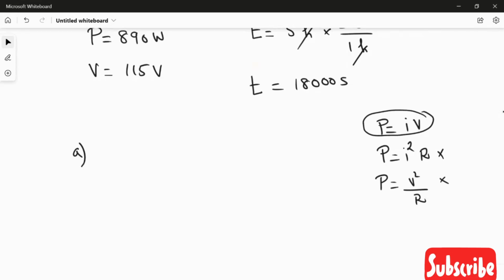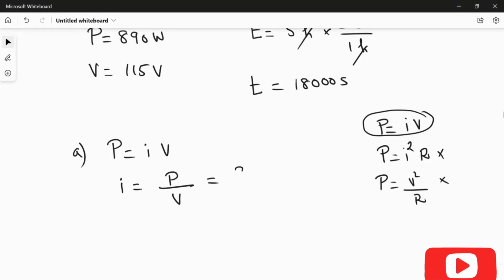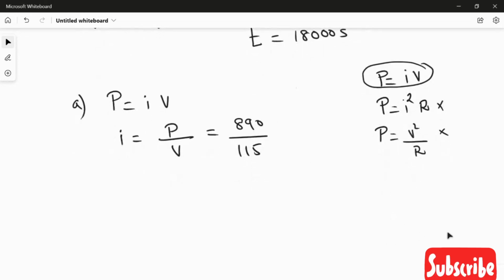For the first question, we are going to calculate the current, right? So I am going to use this rule: power P is equal to current multiplied by potential. I have to rearrange this equation in terms of current. Therefore, current I is equal to power over voltage. Here the power is given as 890 watts and the voltage is 115 volts. If you calculate this, we get the current I is equal to 7.74 amperes. So this is the answer for the first question.